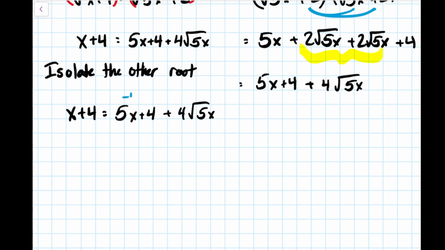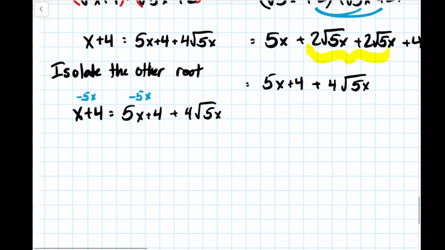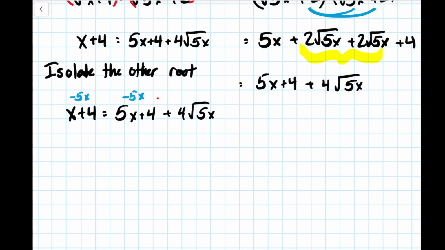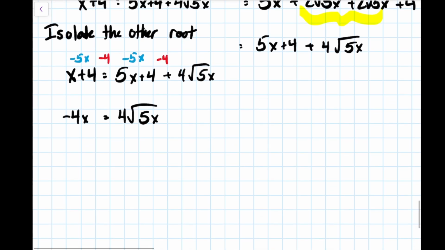So we're going to subtract 5x on both sides. We're also going to subtract 4 on both sides, which is going to get me negative 4x. The 4's have just canceled out. And then that equals 4 root 5x. Last thing we want to do before we keep going, we're going to divide both sides by 4. And that's going to get me negative x equals root 5x.